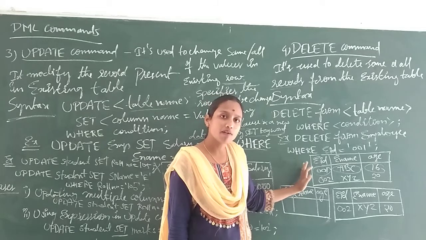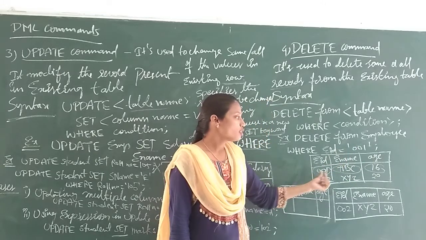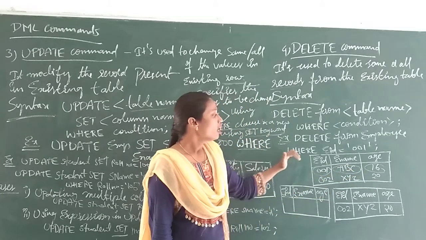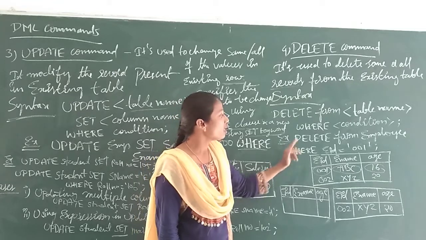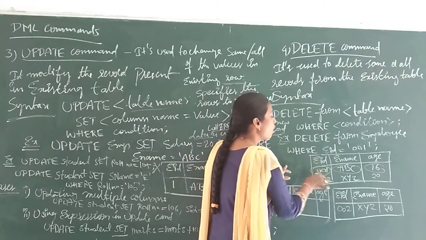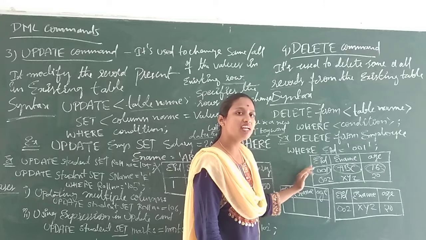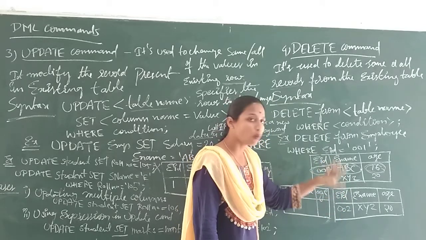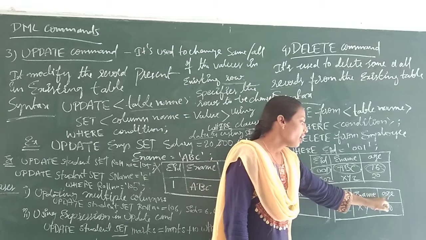Here is an existing table, and in that existing table we have data: EID (employee ID), ename, and age. EID 001, ABC, 16, and 002, XYZ, 20. After applying the syntax to the existing table, delete from employee where EID equals 001, the 001 record will be deleted. The employee 001 details are deleted. Now the output will be like this: EID 002, ename XYZ, age 20.